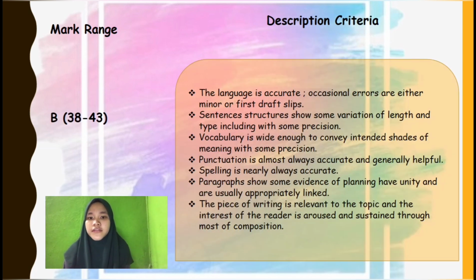Okay, next, mark range B, 38 to 43. The criteria: the language is accurate, occasional errors are minor or first draft slips. Second, sentence structure shows some variation of length and type, including with some precision. Vocabulary is wide enough and punctuation is almost always accurate and generally helpful. Spelling is nearly always accurate. Paragraphs show some evidence of planning and the pace of writing is relevant to the topic. Therefore, mark range B, 38 to 43.